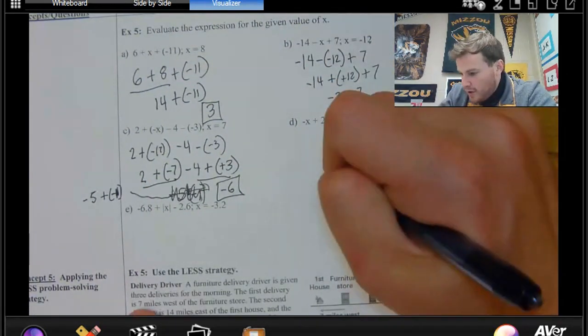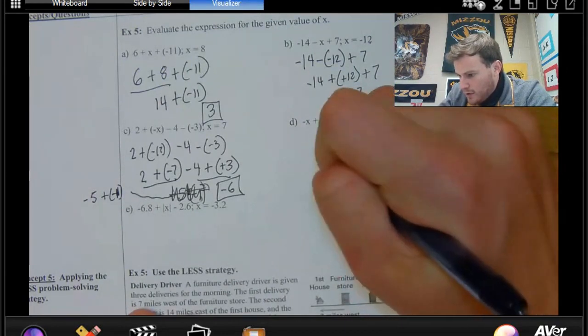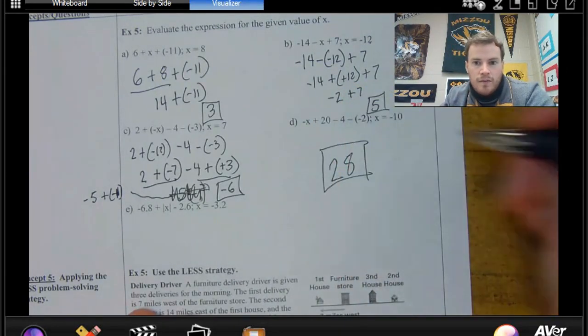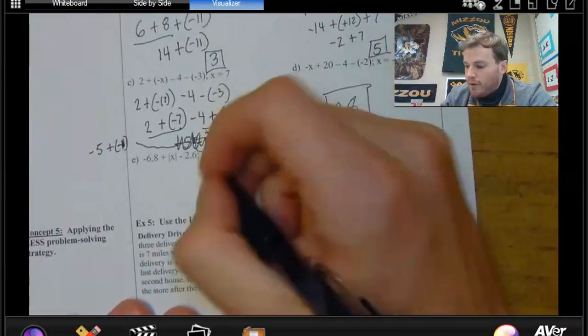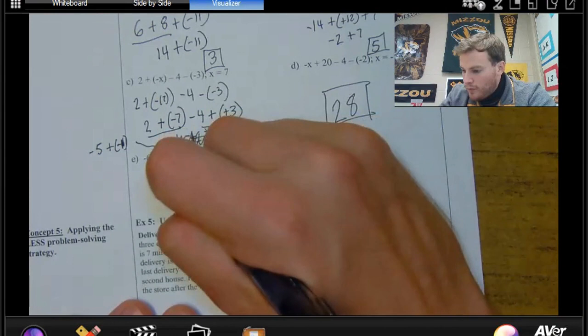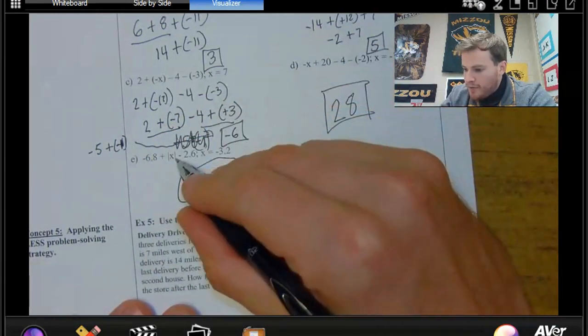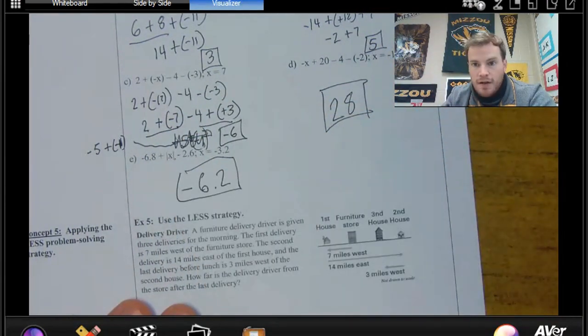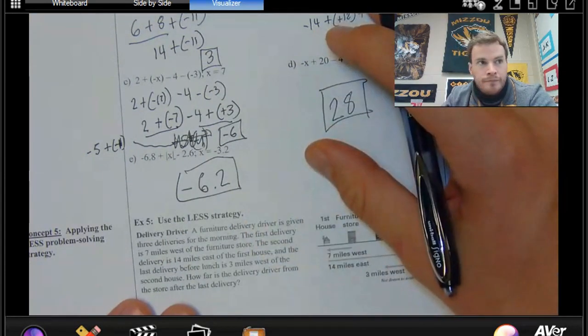All of you can do D on your own. Pause the video and then check your answer. You should get 28. And then for part C, you should get negative 6.2. I want to remind you, when you plug in an absolute value, it becomes a positive. So you get 6.2.